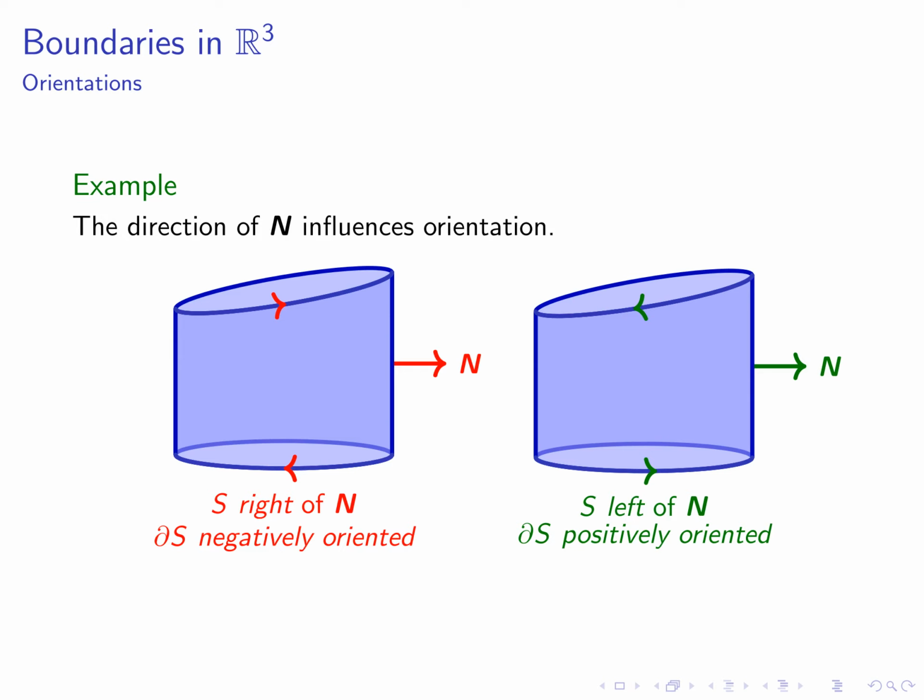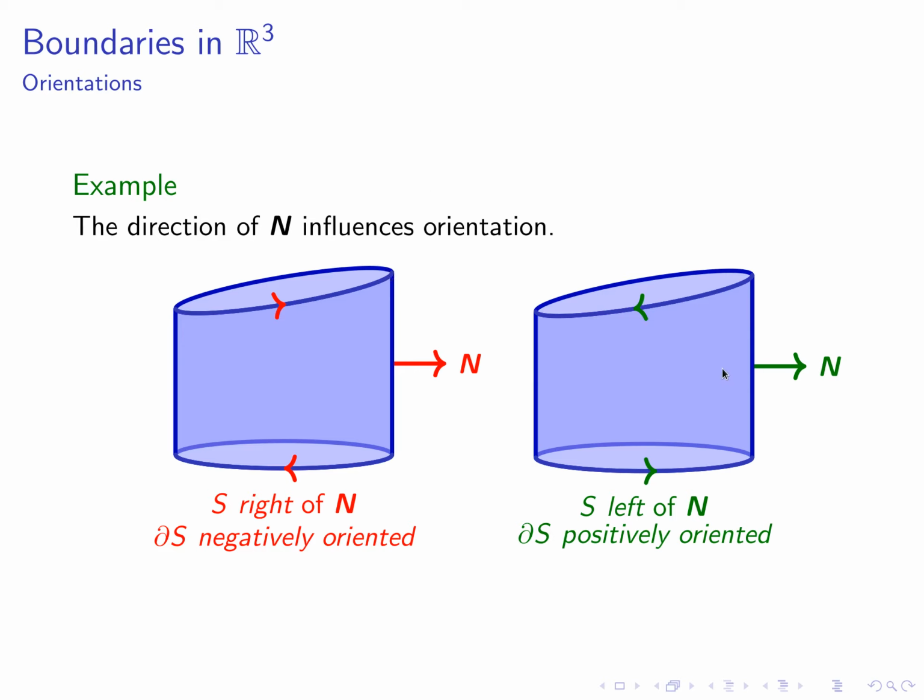So here we have the same example from the previous slide with the same orientations on the boundary, except we flipped the direction of the standard normal vector. So now in both of these examples, the standard normal vector is pointing out of the cylinder, not into it. If, in the example on the left, we move this standard normal to the boundary of the surface, we find that the surface is to the right of the normal vector, not to the left.